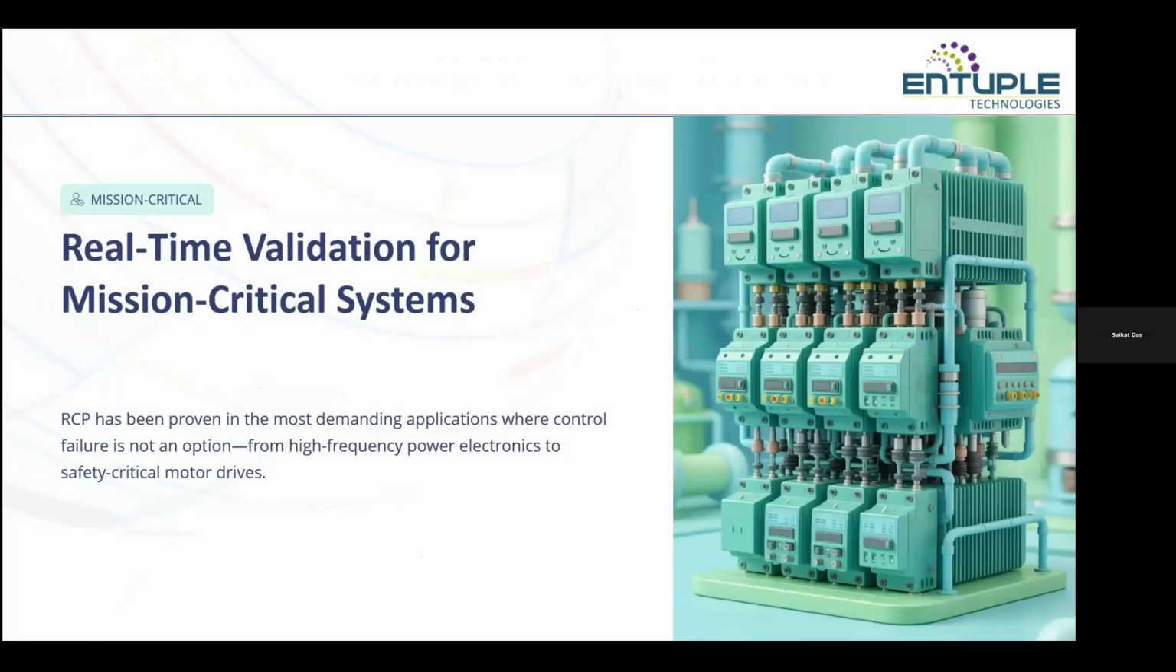Now next is mission critical systems, where control failure is simply not an option. Wherever it's power electronics, motor control drives, or safety critical applications, even small issues like timing error, jitter, or unstable control loops can lead to performance loss or hardware damage. This is where rapid control prototyping plays a key role, and it provides a proven and reliable validation approach.